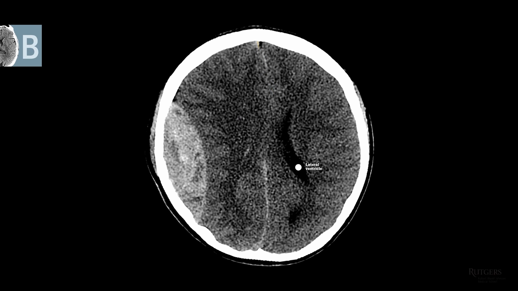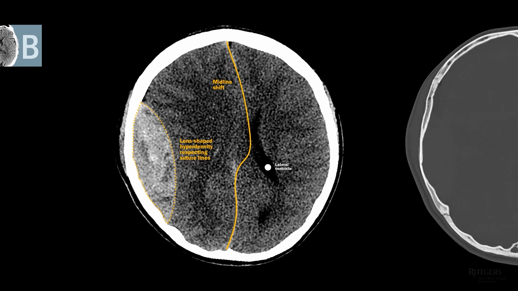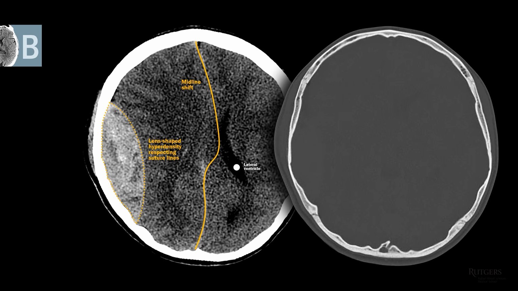Once again, identify the midline shift, then look for the lesion causing it. There's an extra-axial, lens-shaped hyperdensity, respecting the suture lines. You can actually adjust the contrast setting on the CT to bone window. This will help you to identify bony abnormalities like fractures and landmarks like sutures. At this point, it's probably painfully obvious that this is an example of epidural hemorrhage.